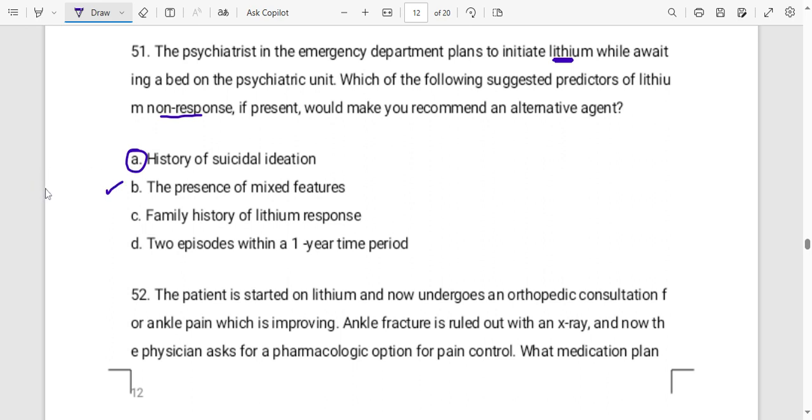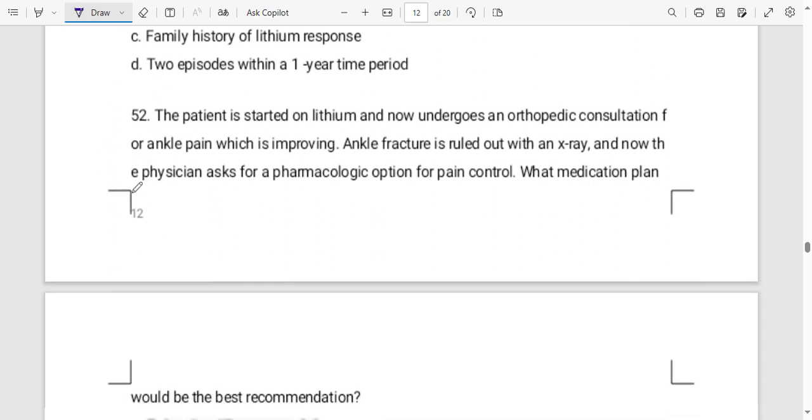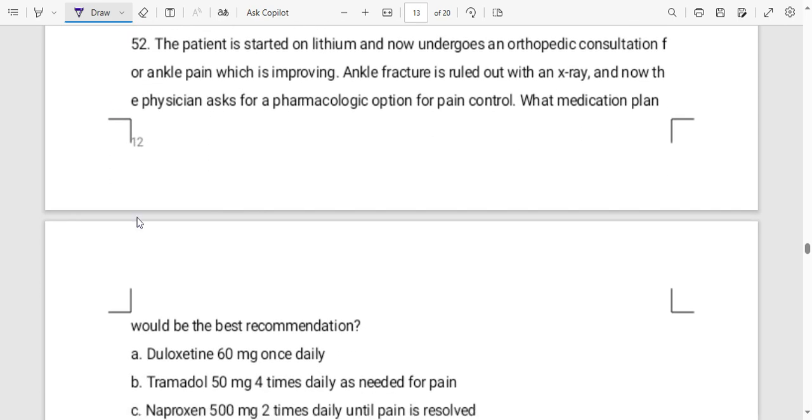Okay. Now remember, here we have not yet started the drug. The question is which of the following is a suggested predictor of lithium non-response? If present, would you recommend an alternative? So the lithium is going to end up causing suicidal thoughts before you can even start giving it. Like you see someone having those suicidal thoughts, so you don't want to give it because it might just worsen that and they kill themselves.